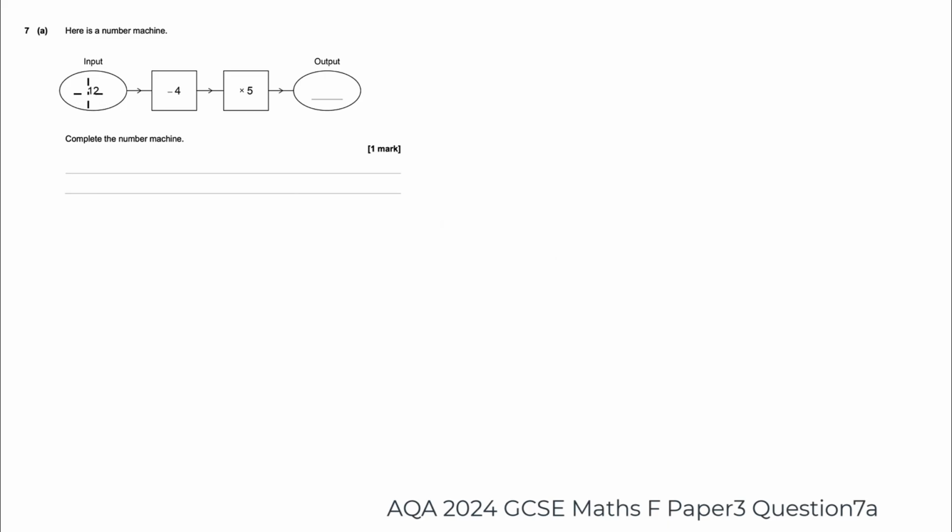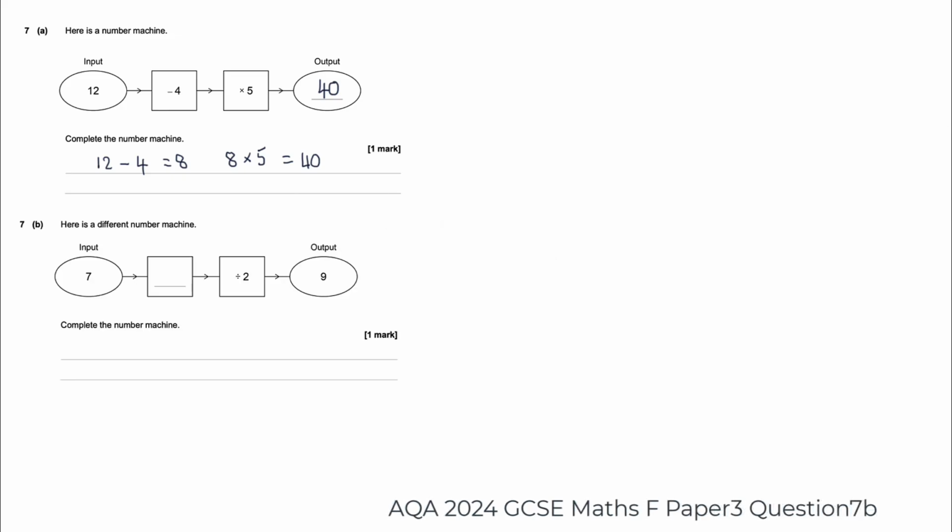So the 12 goes in, and the first operation we do on it is to take away 4. So 12 minus 4 is 8. So we've reached here with an 8. Second operation tells us to multiply by 5. Now remember, you do have your calculator in this paper, and that will give you 40. So the output is 40. And that's us completed the number machine. Let's move on to part B.